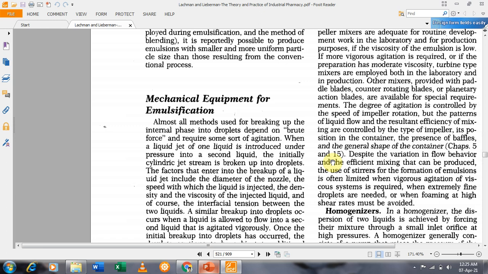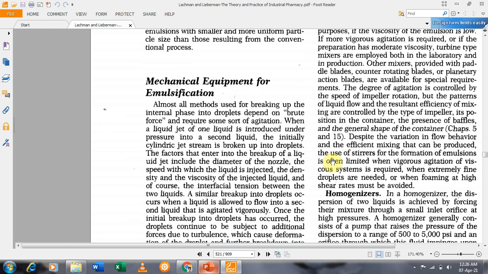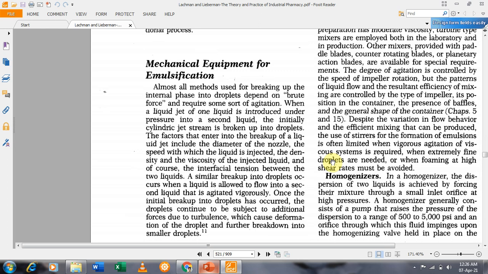The main objective is to disperse one liquid into another in the form of droplets. The factors that enter into the breakup of a liquid jet include the diameter of the nozzle, the speed with which the liquid is injected, the density and the viscosity of the injected liquid, and of course the interfacial tension between the two liquids.